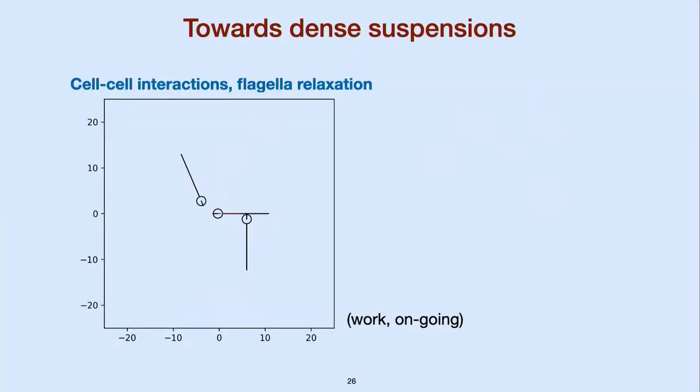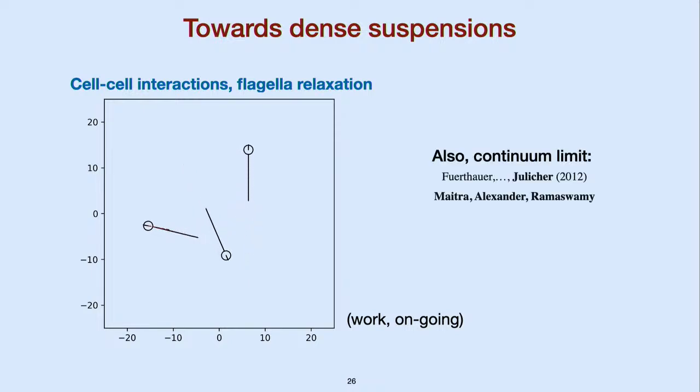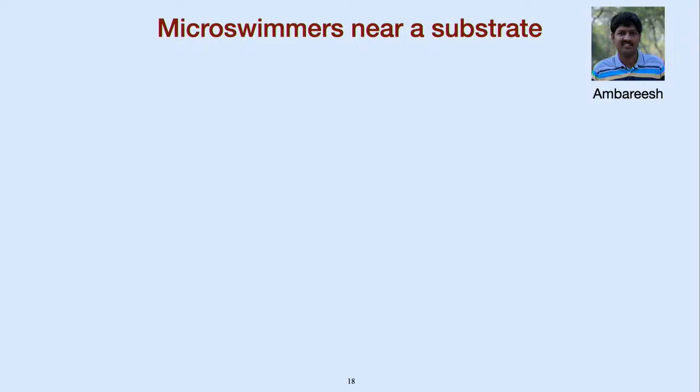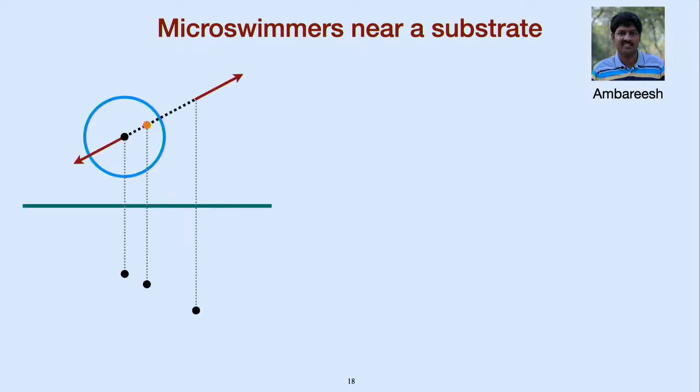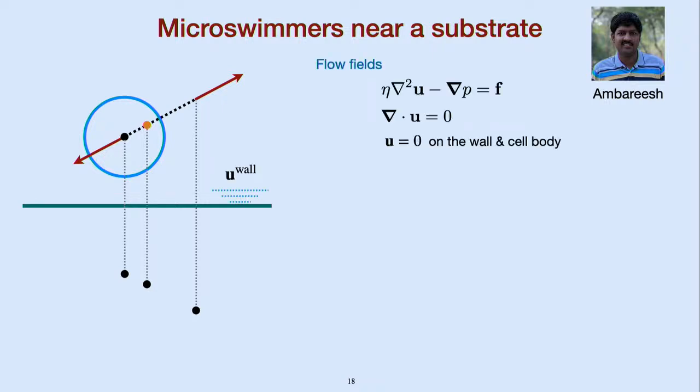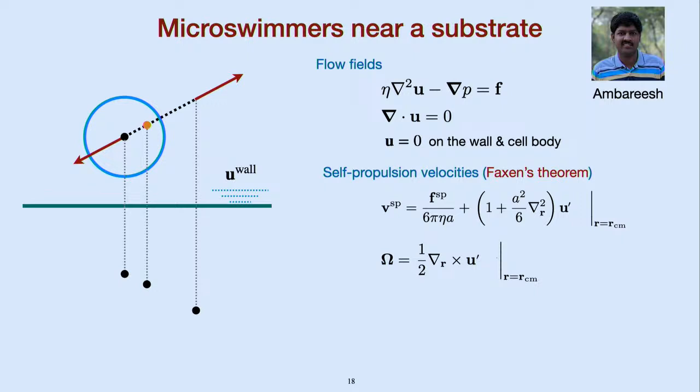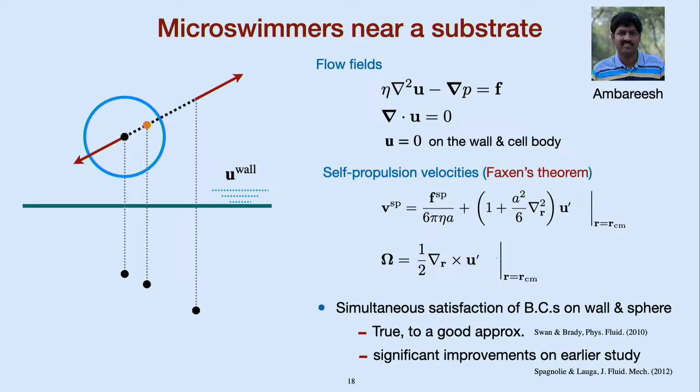With that, we are now going into the study of collective dynamics. We have also started to look at the continuum limit. The other problem is that if you put the same swimmer near a wall, the problem becomes very complicated, because now you have to satisfy the boundary condition not only on the cell body but also on the wall simultaneously. That makes the problem very hard. Earlier this point force had an image inside this sphere, but every one of those singularities will have an image down the wall as well.